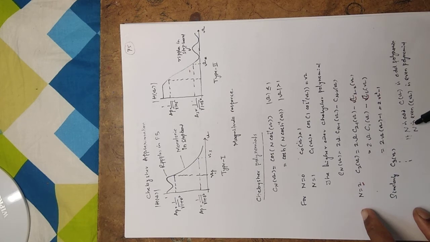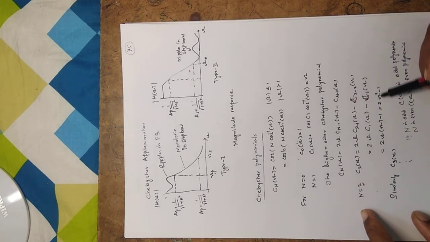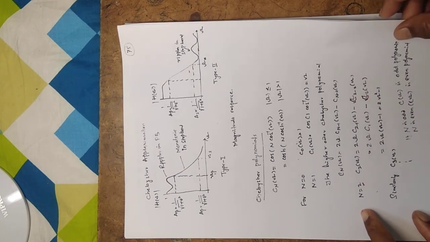Similarly, this continues. If n is odd, then Cn of omega is an odd polynomial. When n is even, it is an even polynomial. So because n equal to 2 is there, there is an omega square. For n equal to 3, you will get something with omega raised to 3.